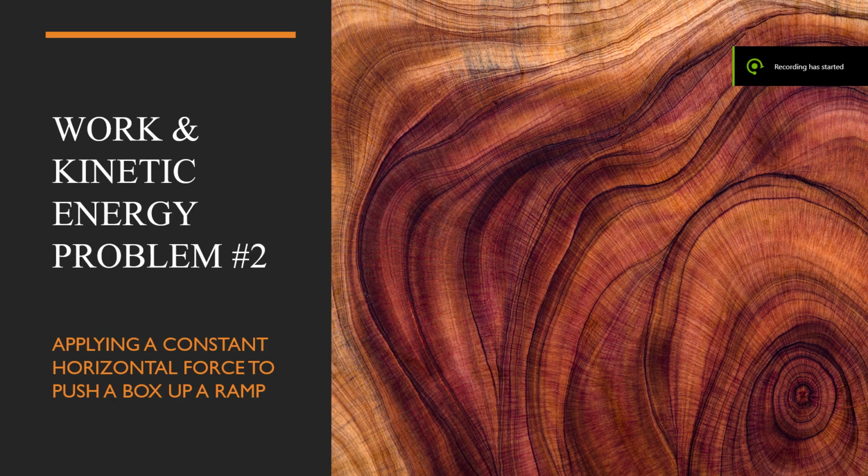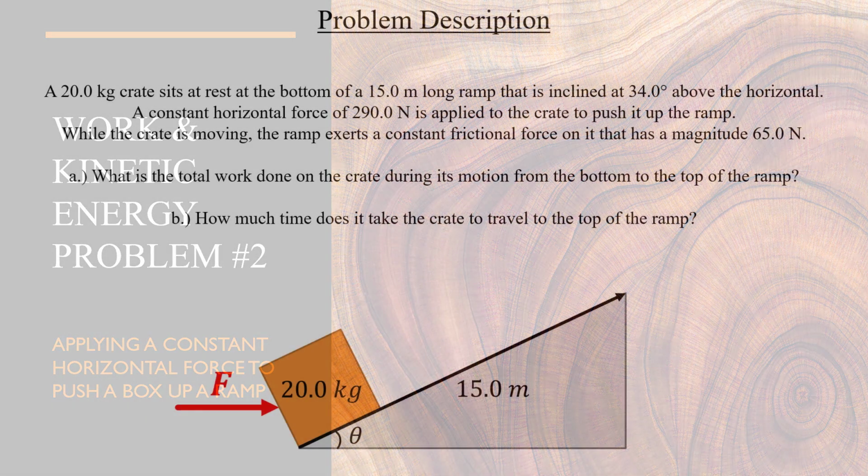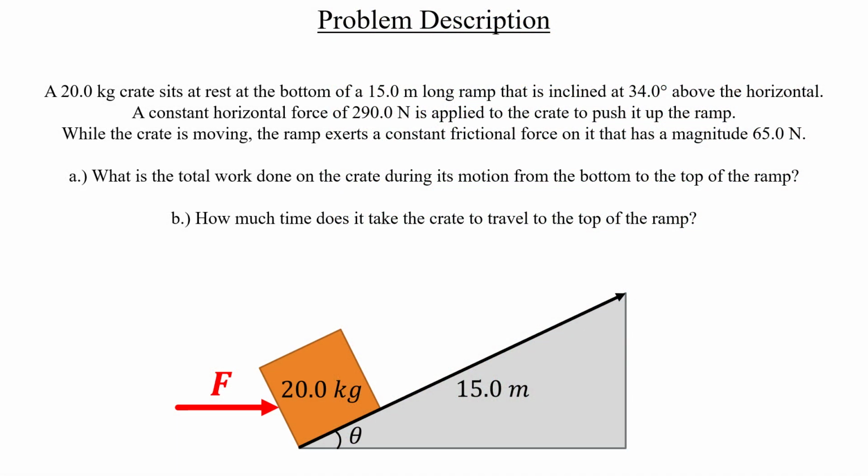Hey again, folks. Our last problem was pretty simple and only involved work, so let's try a problem that uses both concepts of work and kinetic energy. Here we want to apply a completely horizontal constant force on this crate in order to move it up the ramp. As it moves, the crate will experience the resistive effect of friction.